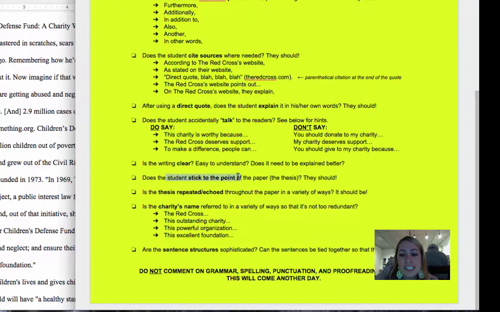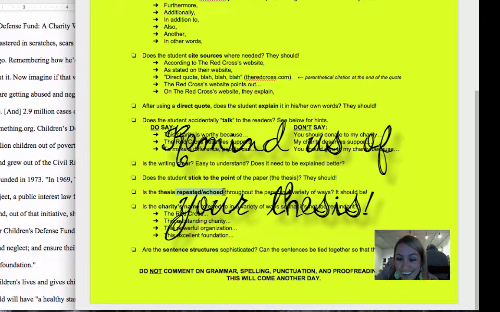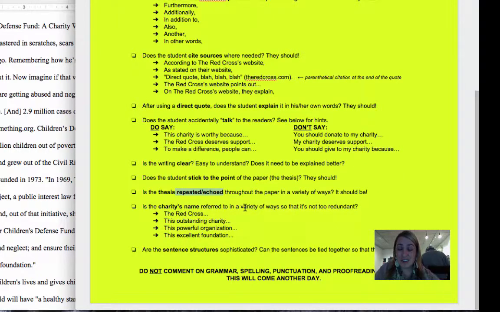Does the student stick to the point through the paper, meaning the thesis? If they go off topic, that's not probably good. You should help them get back on topic. If they stick to the topic, you should give them praise on that. Is the thesis repeated and echoed throughout the paper in a variety of ways? It should be. You should constantly be telling your audience, my charity, or this charity is worthy because this charity deserves donations.